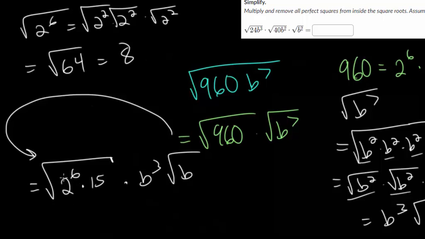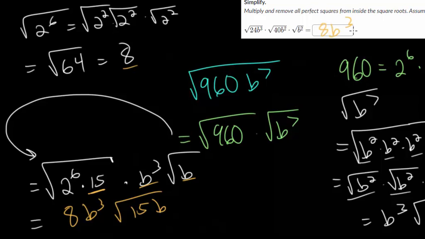So that's going to simplify. We're going to be able to get 8 on the outside, and 15 will have to stay on the inside. So in the end, you get 8 b cubed. So that's all our outside stuff, and then what's left on the inside is root 15b. And so this is what you'd actually put in the box: 8b cubed times the square root of 15b.